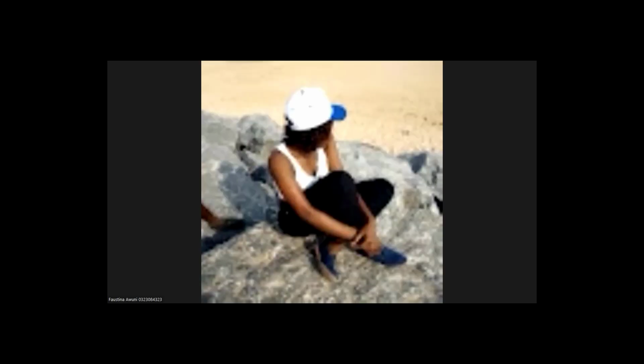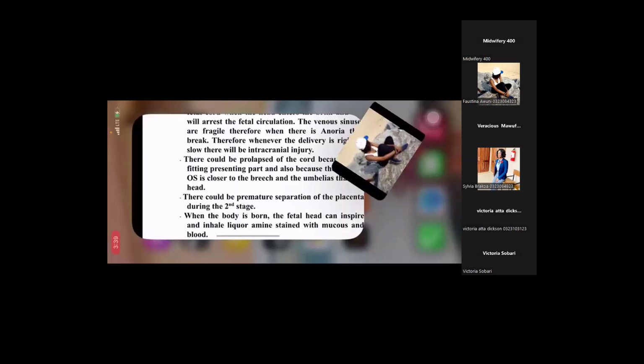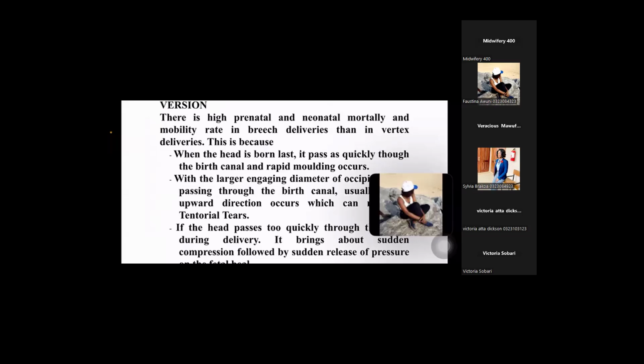Please, my sister raised a point saying that you should read the points one by one so that we can explain it rather than reading them together. Oh, okay. I think my network is poor. Okay, so let me start with point one. When the head is born last, it passes quickly through the birth canal and rapid molding occurs. That one is for point one.